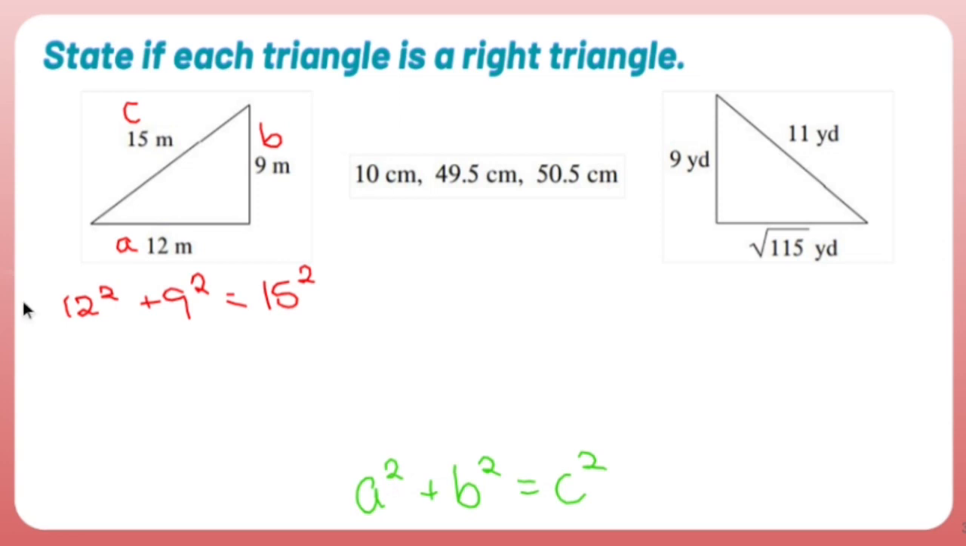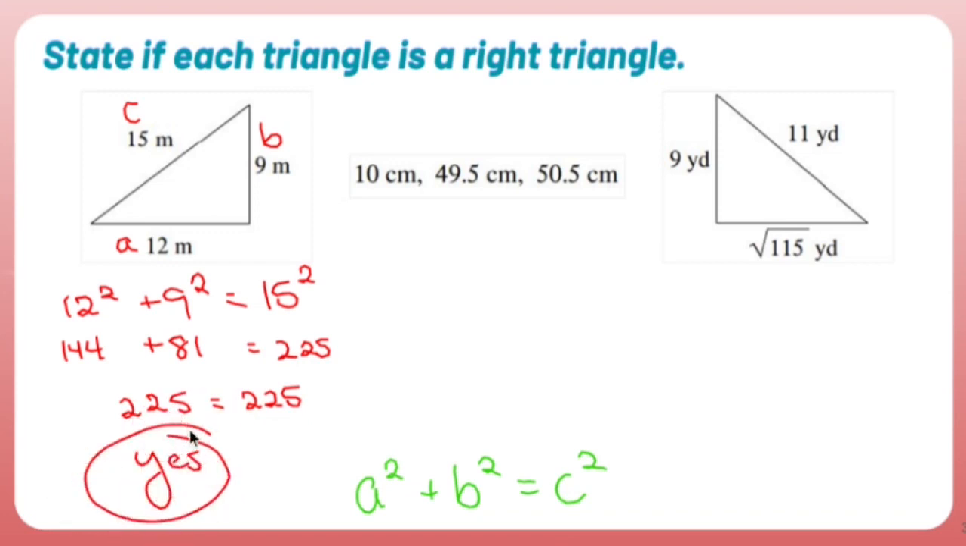So let's do the math. 12 squared is 144. 9 squared is 81. 15 squared is 225. 144 plus 81 is 225. Does 225 equal 225? Last time I checked, yes, it does. So this first one is a right triangle.